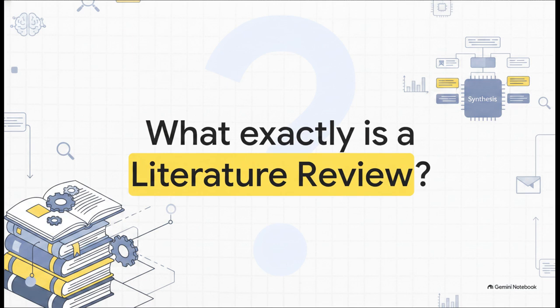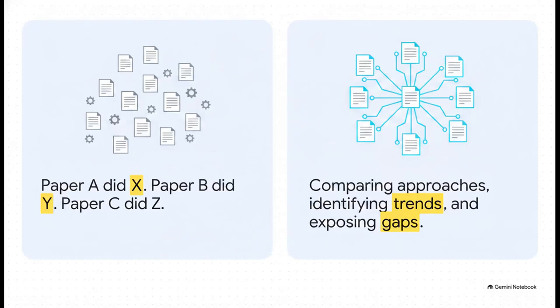Engineering decisions have to be based on evidence, right? Not just isolated opinions. A real literature review is a systematic examination and synthesis of published research. It is absolutely not just a summary. Just look at the contrast here.